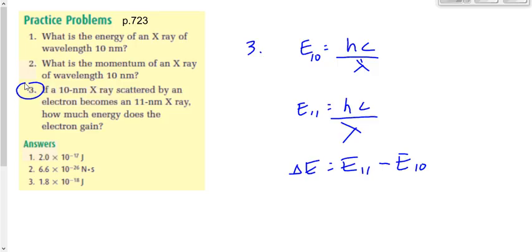If you're looking for the momentum gained or lost, or in this case it would be lost, I guess, then you would say P is equal to h over lambda for each, and then subtract the P's, the momentum.